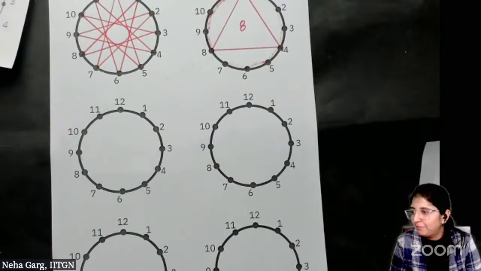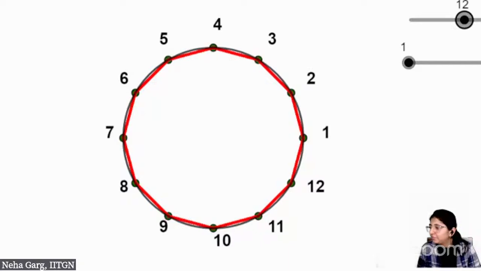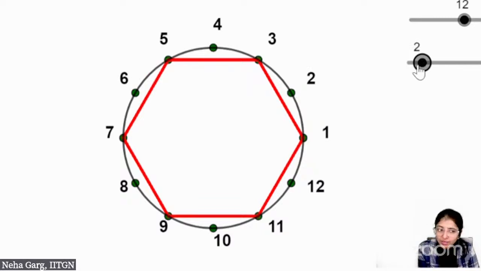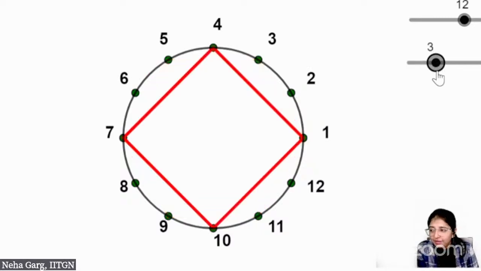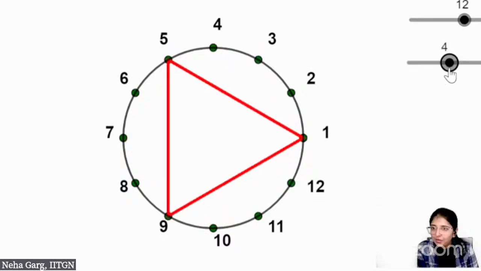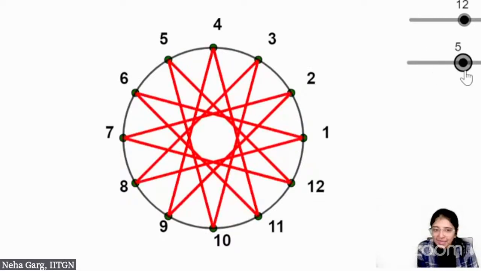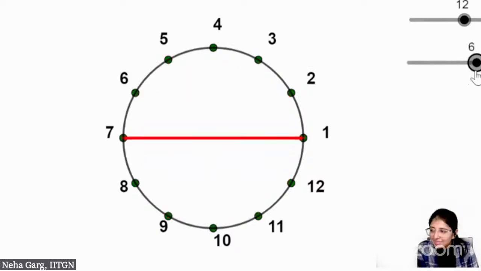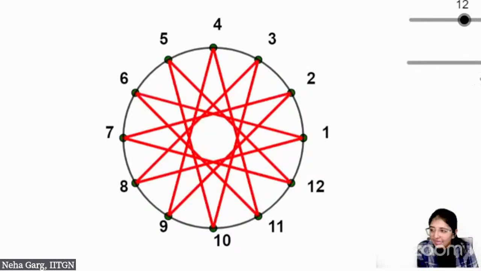Now we will continue doing this and I will quickly show here. So here I have 12 points on my circle. I started with 1 and this is the shape that I got. Then when I did 2, we got a hexagon. Then when we started with 3, we got a square. 4, we have a triangle. 5, we have a star. 6, we have a line. And 7, we have again the star.